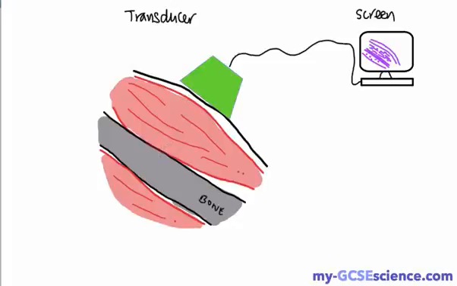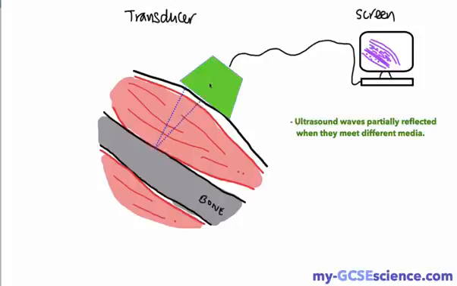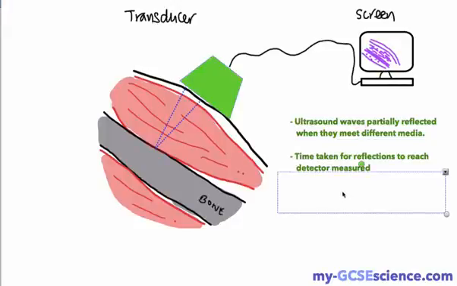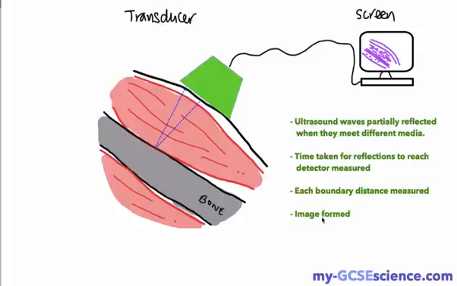So the way it works is like this. We have the ultrasound waves which are produced, and they are partially reflected when they meet different media. Different media just means different substances of maybe different densities. So the ultrasound waves will pass through. Where they meet this boundary here, they will be partially reflected, and this transducer will measure the time taken for them to be reflected from that boundary. The next thing is that the time taken is measured, and then we have each boundary distance measured, and then we have our image formed.